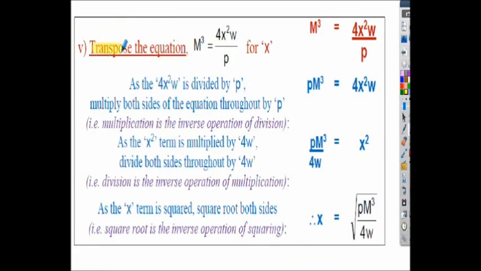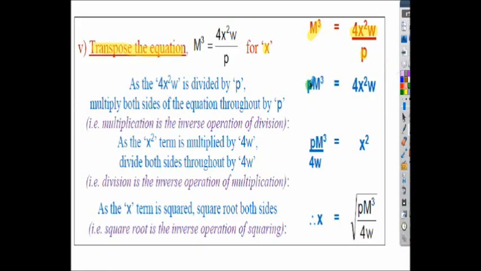In this example we're asked to transpose the equation given, m cubed is equal to 4x squared w divided by p, for x. Make x the subject of the equation. So from the original equation, m cubed equals 4 multiplied by x squared multiplied by w divided by p. I want to make x the subject, so I need to remove the p from both sides. At the moment the p is dividing into the x term, so I'm going to multiply both sides by p.